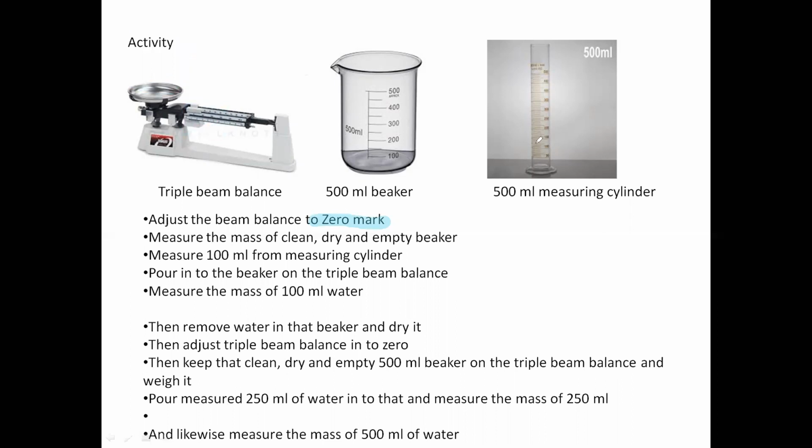And then what you have to do? You have to take the 500 milliliter measuring cylinder and add water up to 100 milliliters. This is the water level. Then you have to add that 100 milliliters of water to this beaker. Now it is containing 100 milliliters of water.